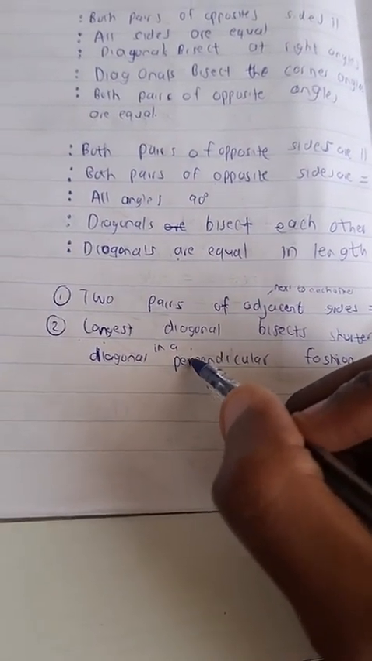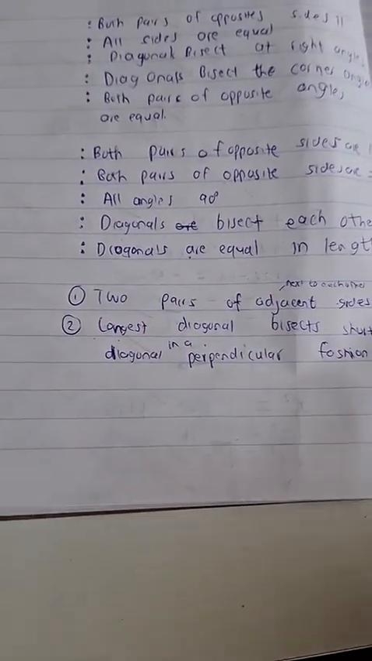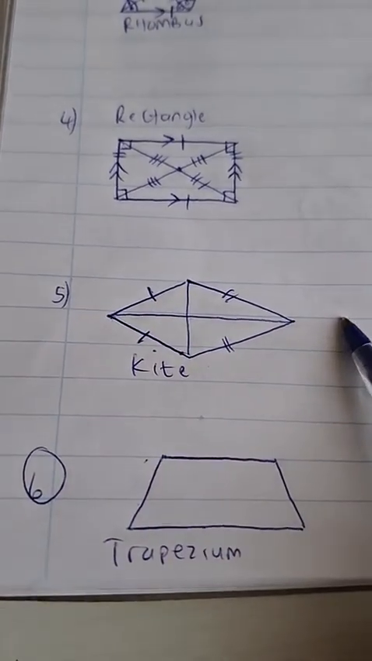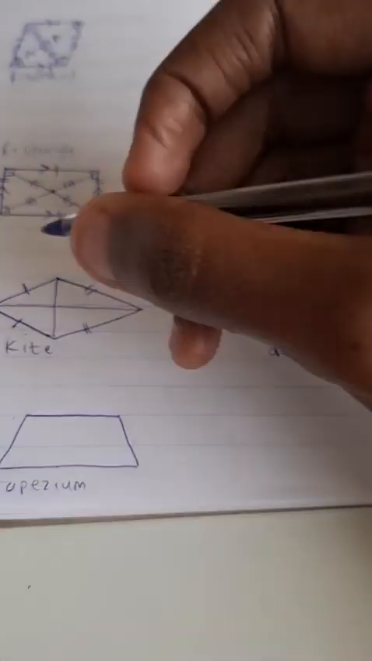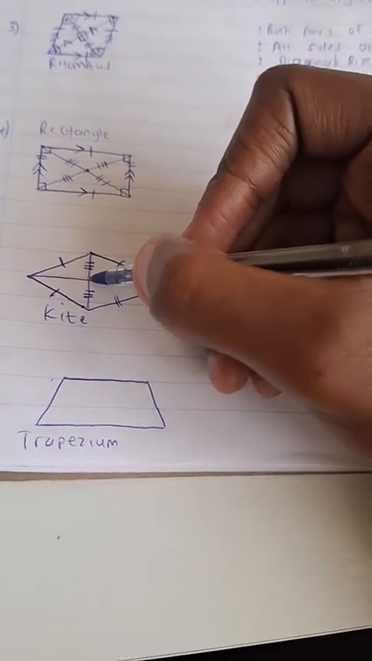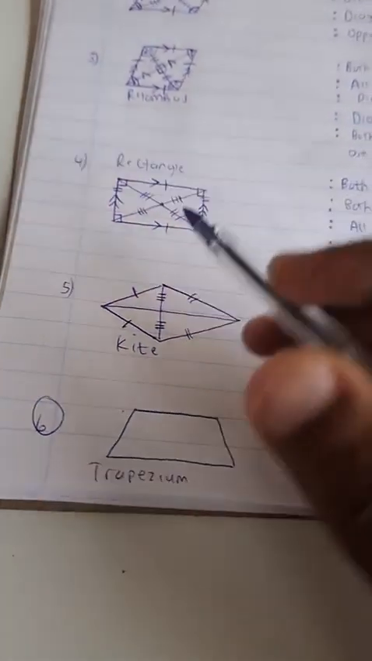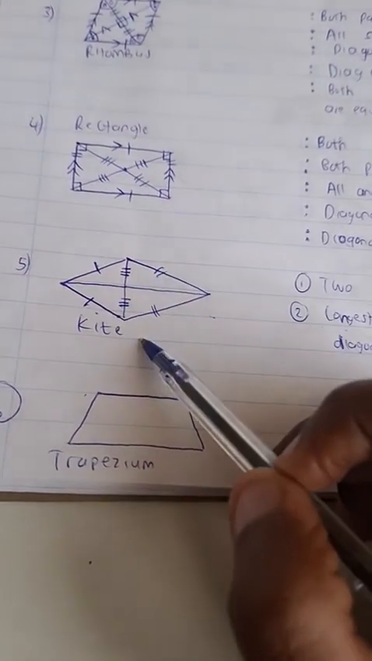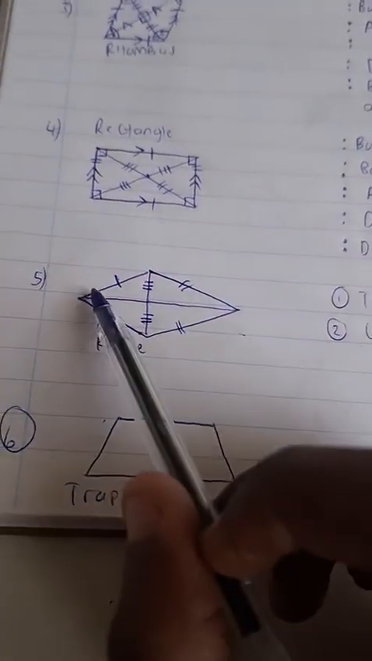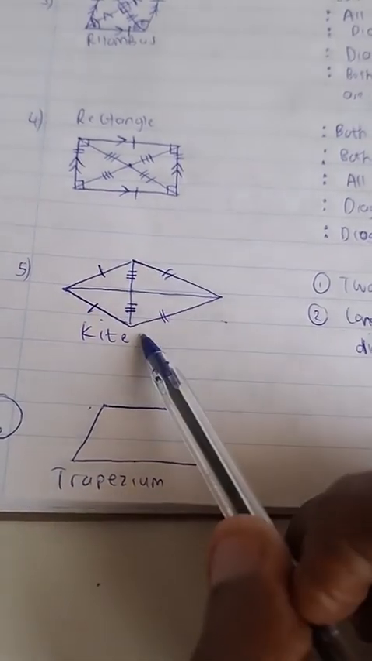Now, what does this word perpendicular mean? It means that the long diagonal, you can see this is the long diagonal. What does it do? It bisects. So that means 1, 2, 3, 1, 2, 3. From here to there is equal to from here to there. The long one bisects the short one, not the short one bisects the long one. No, no, no. The long one bisects the short one.